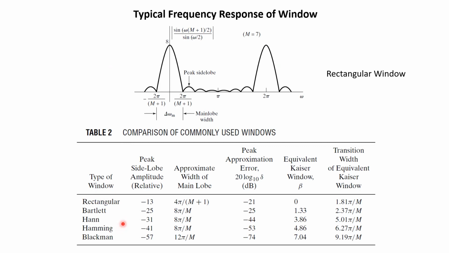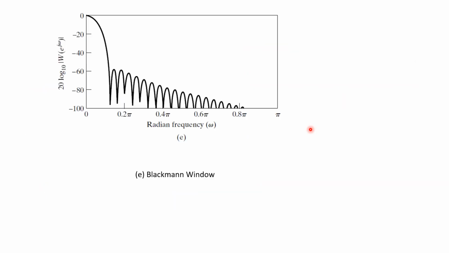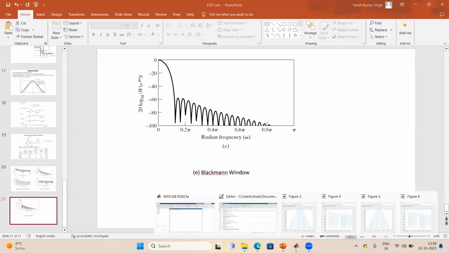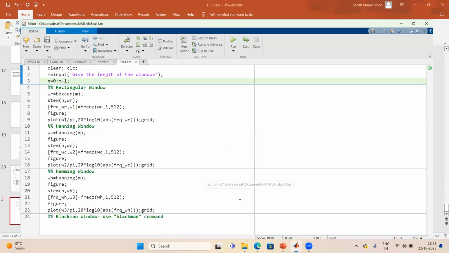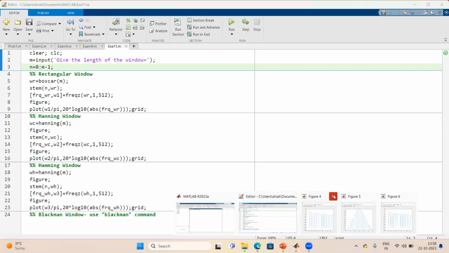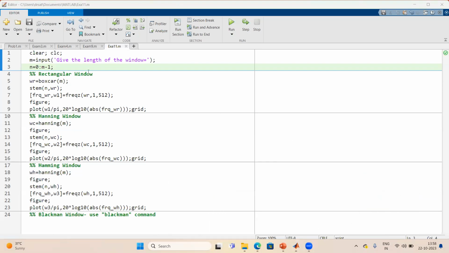Okay, so let me go to MATLAB. We'll try to implement this, and we will try to verify these frequency responses, right? So here I have written the code for this window. Let me explain what this window is and how to write this code. So here I have written this code.